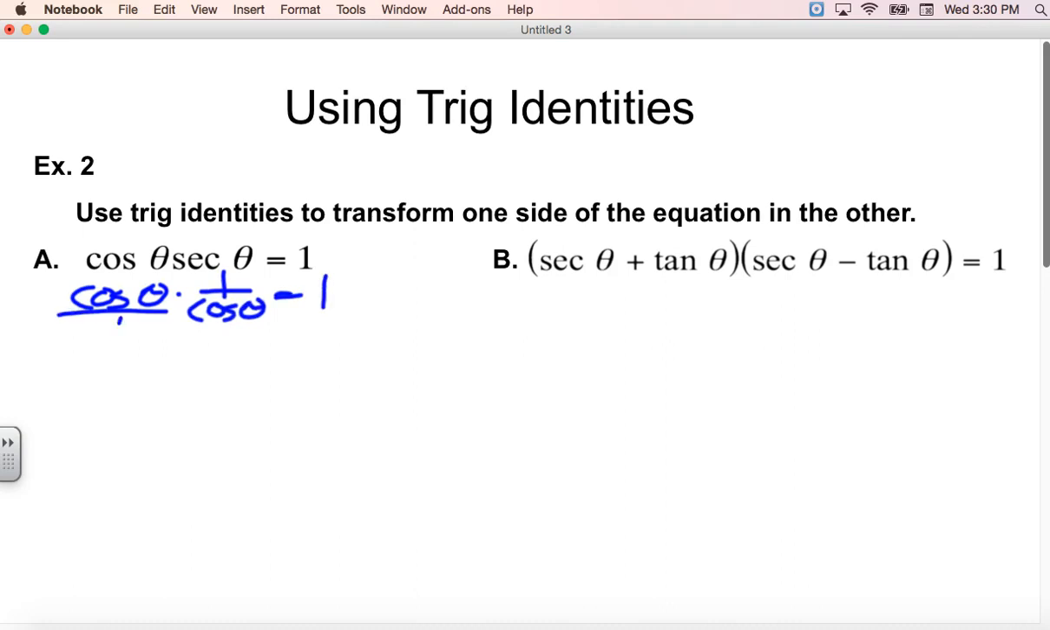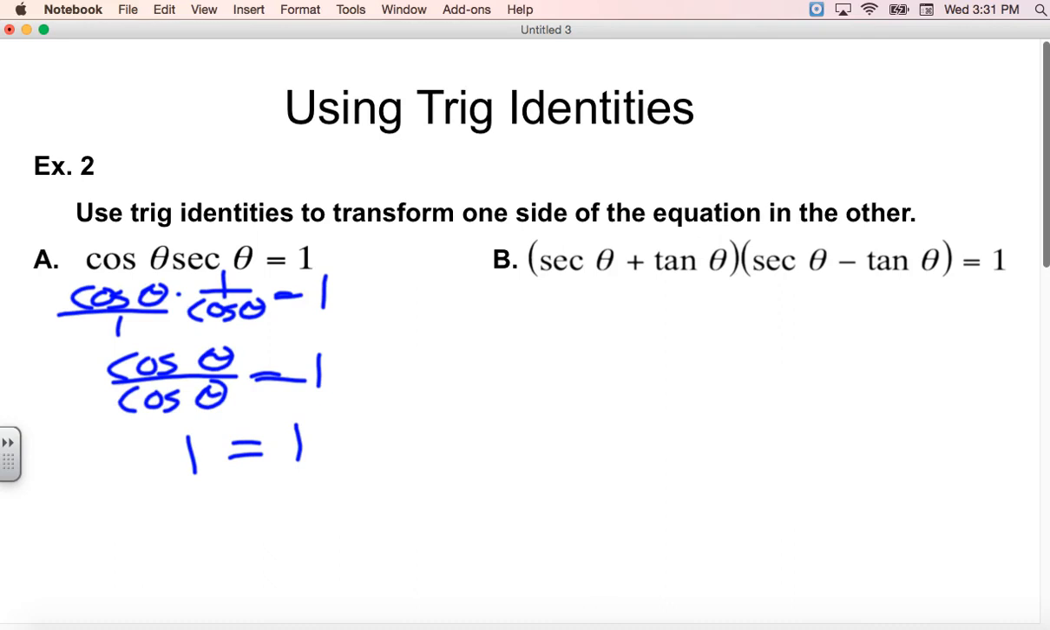Okay, so now I've got cosine theta over 1 times 1 over cosine theta. When we multiply fractions, it's top times top, and bottom times bottom. So I get cosine theta over cosine theta. Well, that's something divided by itself, which is 1. There you go. So I showed that cosine theta times secant of theta equals 1, because secant theta is just 1 over cosine.